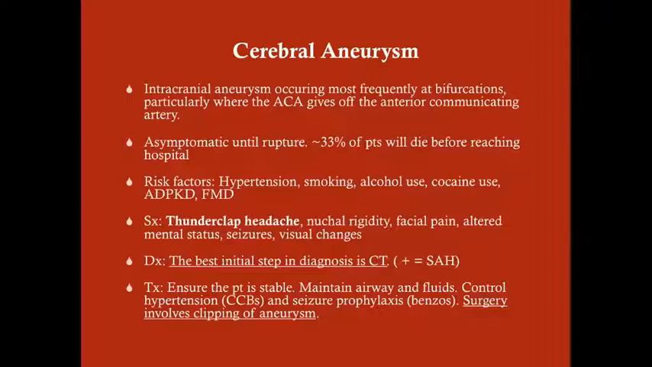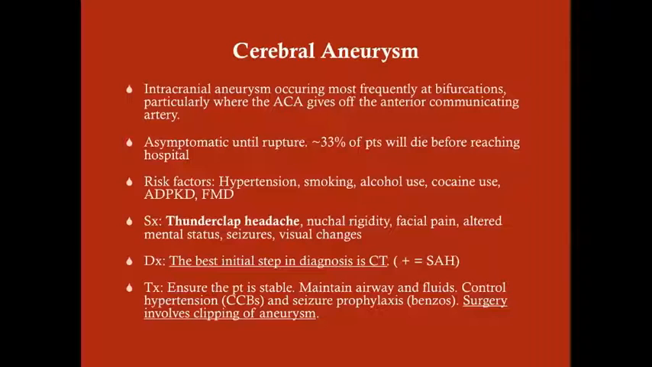What are the symptoms we see? Well, if it's a ruptured cerebral aneurysm, you're going to get your thunderclap headache, which shows you that it's a subarachnoid hemorrhage. That's always associated with subarachnoid hemorrhage. Typically, patients describe that as the worst headache they've ever had. Nuchal rigidity, neck pain, facial pain, altered mental status, seizures, visual changes like diplopia or blurred vision, and these are acute. So this isn't something that started 2 days ago. This is usually something that started today, recently.